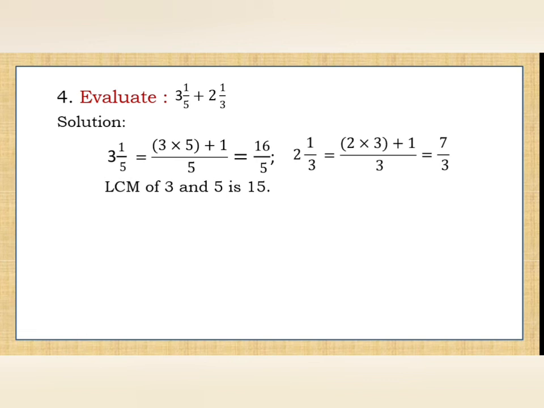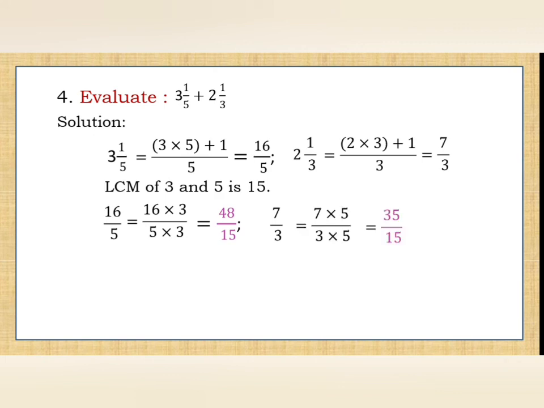Next we are going to convert both the denominators to 15. First we take 16 by 5. For this we are going to multiply and divide with 3. We'll get 48 divided by 15. Next 7 by 3. For this fraction we are going to multiply and divide with 5. So it becomes 35 divided by 15. See, 48 by 15 and 35 by 15 are like fractions. So you can add easily.